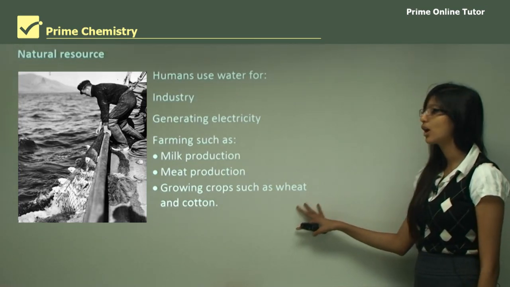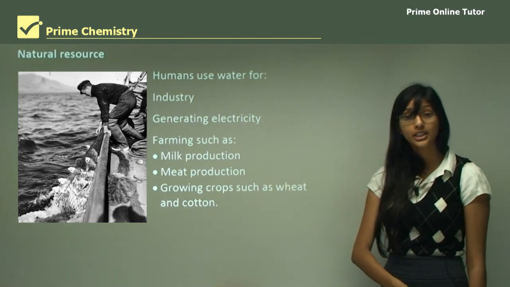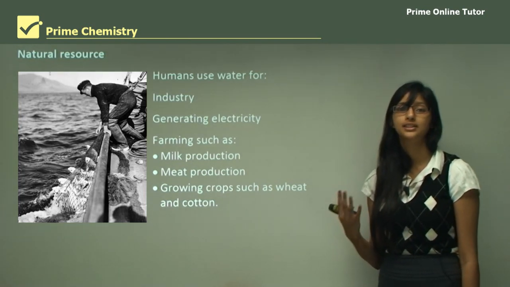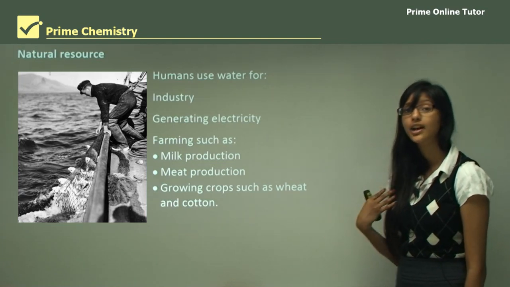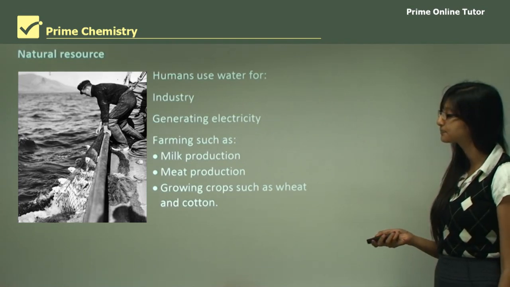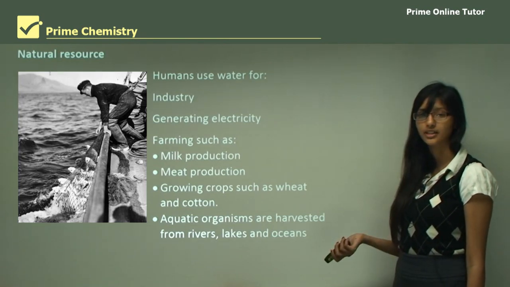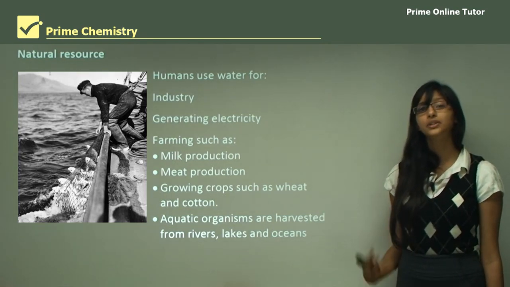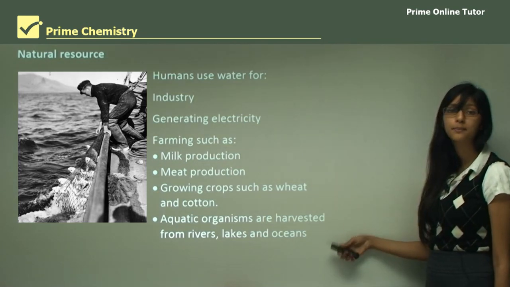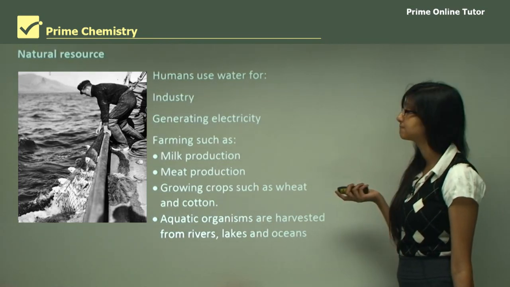Again, this is a very common one because to grow plants we need to provide them with water. We have already seen that water is a major reactant in the most important process that plants carry out, which is photosynthesis. So to grow crops or any other types of plant in agriculture, we definitely need water. And also, aquatic organisms are harvested from rivers, lakes, and oceans. So farmers can actually harvest fishes and other sorts of animals in water. So again, you can see that there are very important and also different uses of water by humans.